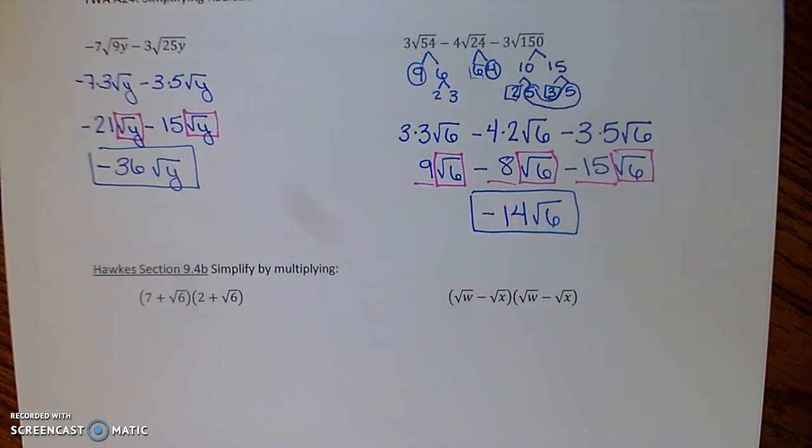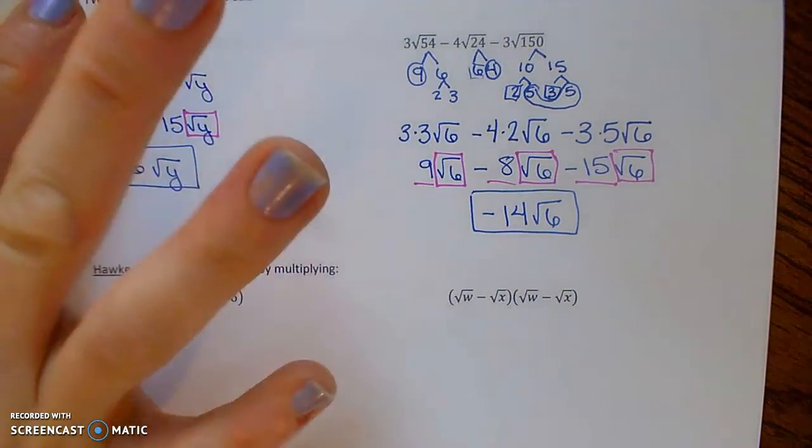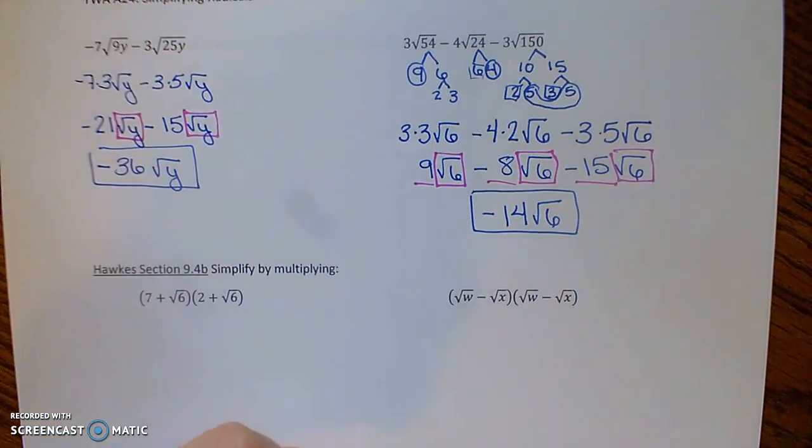So for all of these problems in section 9.4a, the trick is first simplify those radicals. See if you can pull anything out of the radical symbol. And once you've done that, then see if you have any like terms that you can combine together.